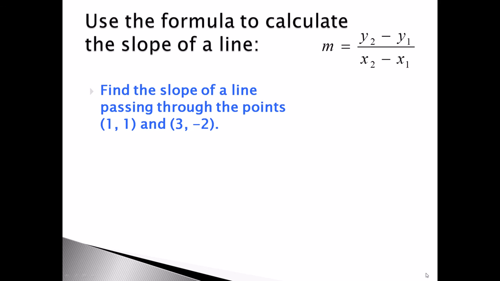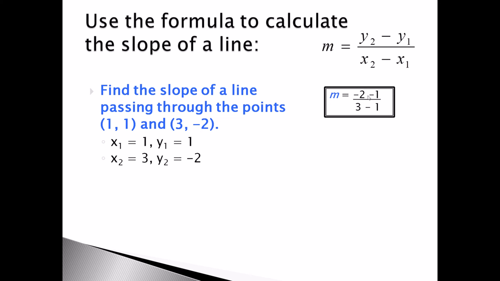Let's try it again. All right, we'll do another one together. We're going to find the slope of a line passing through the points (1, 1) and (3, -2). I'm going to take out some of the steps this time. So x sub 1 and y sub 1, those are my first x, my first y. X sub 2, y sub 2, my second x, my second y. Are you ready to substitute? Here we go. Y sub 2 is -2 minus y sub 1, over x sub 2 minus x sub 1. It's important that you get those numbers in the correct spot.